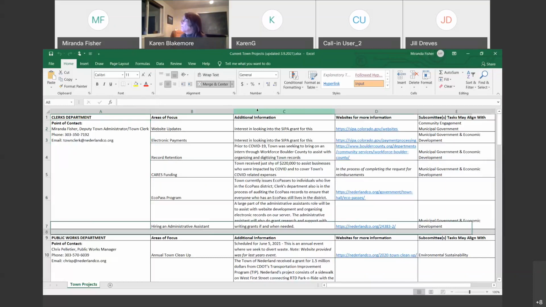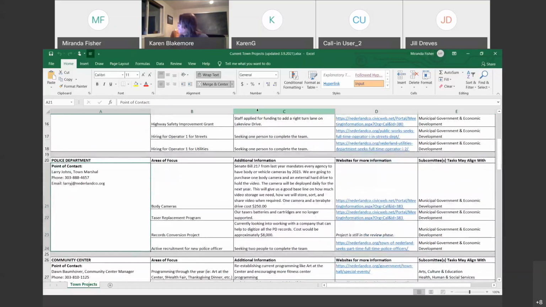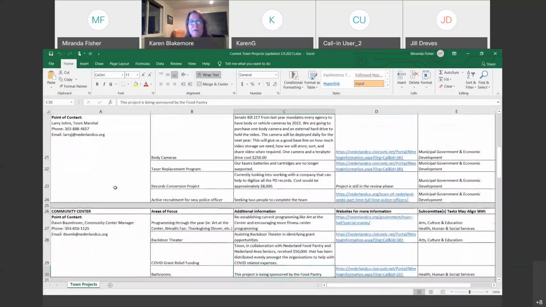Okay, I have it. So at the top, we've got the clerk's department, public works, and everything Chris is working on, and the things the police department are tackling. Not only do I give you the area of focus, I provide some initial information about that task, and then a link for where you can find more information. More often than not, this link takes you directly to a board agenda packet. But in there and all the supplemental information, you really can learn a lot about that project. I also included the contact information for the best person to talk to. For example, Dawn may be the most appropriate person to reach out to.